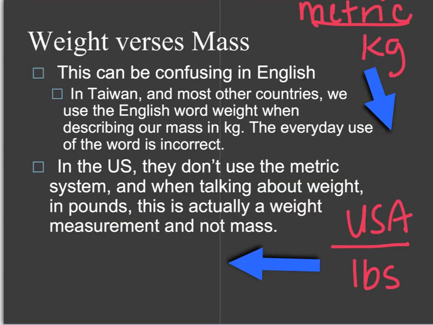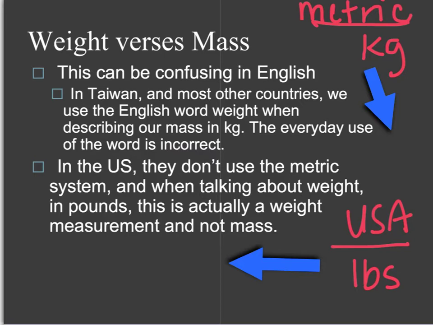What makes this specifically confusing sometimes is English, and specifically even American English, and it doesn't help the situation. Okay, so in Taiwan, like in most other countries, we use the English word weight when we're describing our mass in kilograms. So if I asked you how much you weighed, you would give me an answer in kilograms. Okay? So our everyday use of the word is incorrect, and that is where we get confused. You can't rely on what you just think or feel is the truth because of how we use it. You've got to remember the definition.